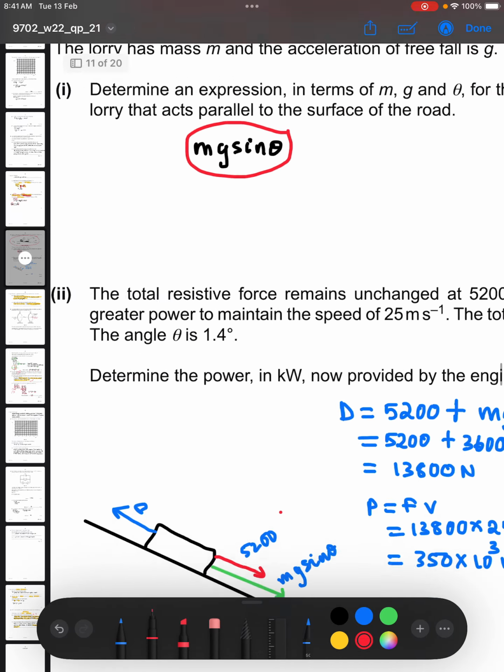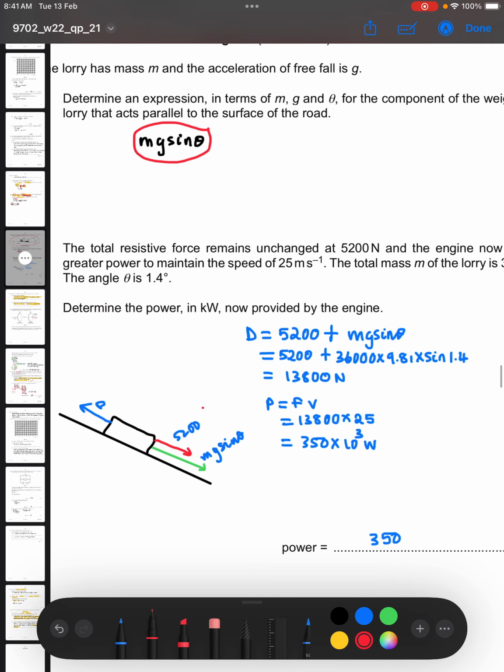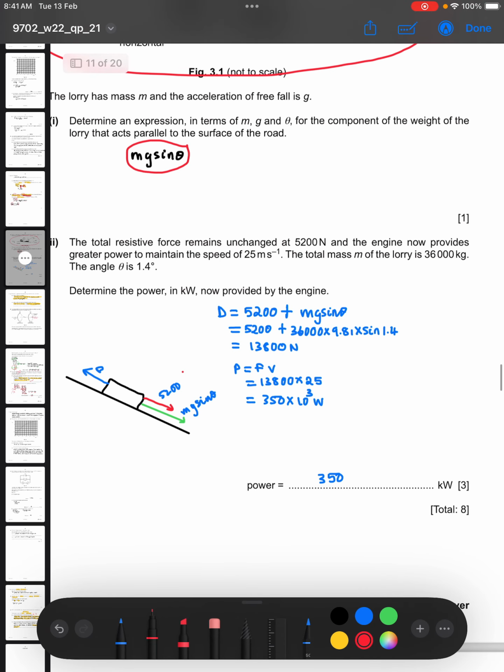So then the question says, the resistive force on the lorry remains unchanged at 5,200 newtons, and the engine now provides a greater power to maintain the speed of 25 meters per second. So the engine still needs to maintain a speed of 25 meters per second, but the total resistive force has not changed. The engine now provides a greater power. So the question is, why is it providing a greater power? It's providing a greater power because the forward force that is now required is now more.